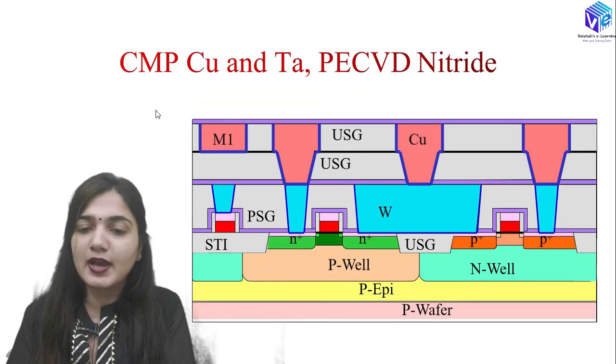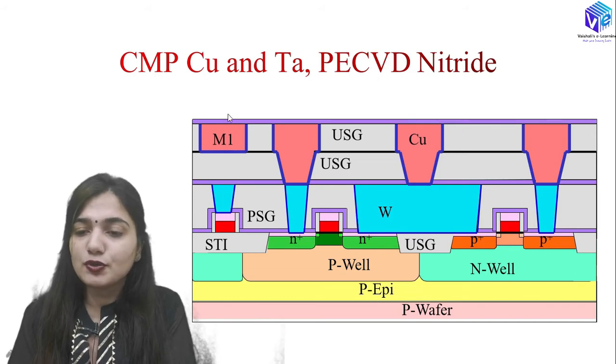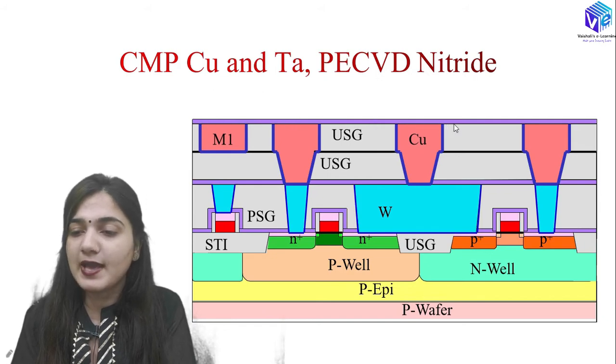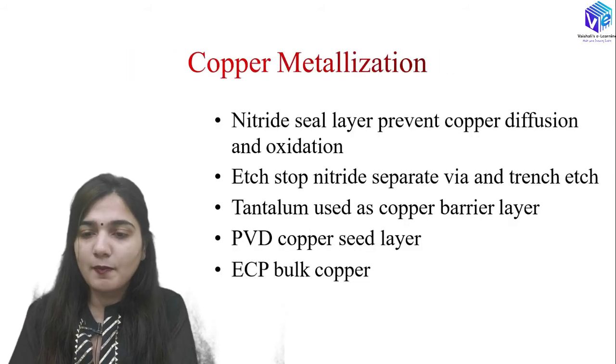After that we are going to do the chemical mechanical polishing, so that I will have a smooth surface over here, and we will have the chemical mechanical polishing of the tantalum as well to get a smoother surface. And then I am going to do the PECVD, the plasma enhanced chemical vapor deposition, of the nitride layer. Here we will have this nitride layer over all of these structures. So this is how we are finishing the copper metallization.